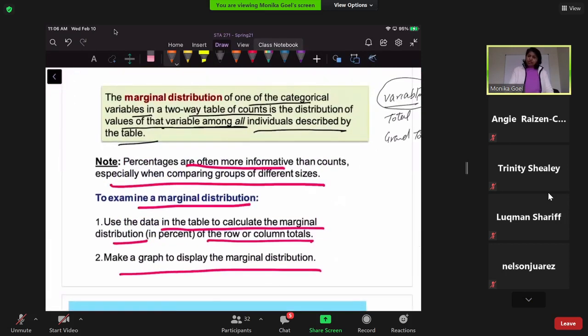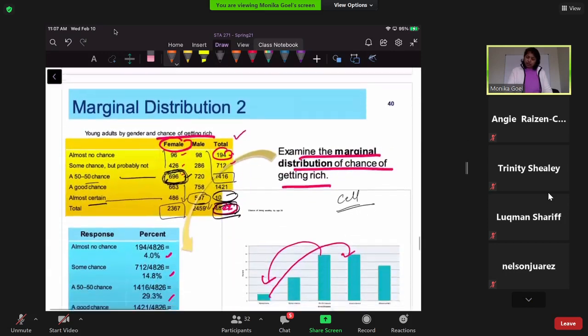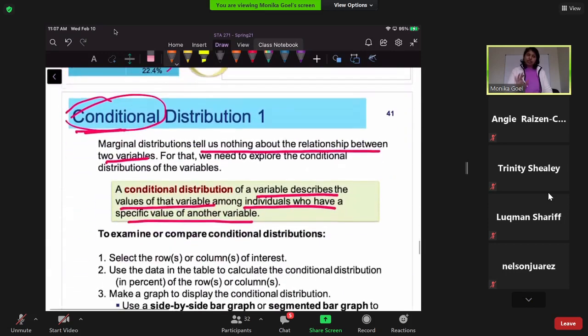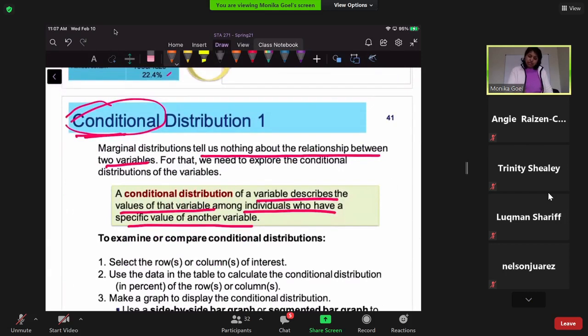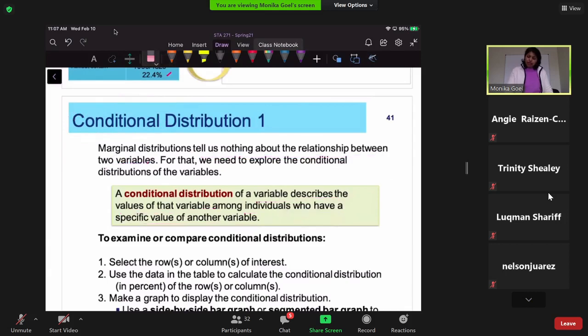And here is the definition: the marginal distribution of one of the categorical variables in a two-way table of counts is the distribution of values of that variable among all individuals described in the table. And again, marginal distribution does not give us the relationship between two categorical variables. If we want to find the relationship, we need to work with conditional distribution. So for two categorical variables, if you are looking at the relationship, we use conditional distribution.